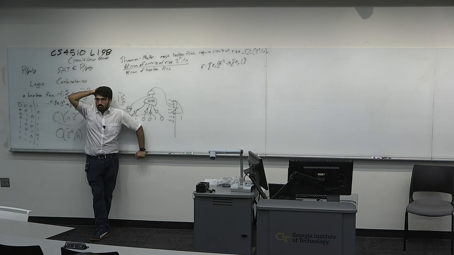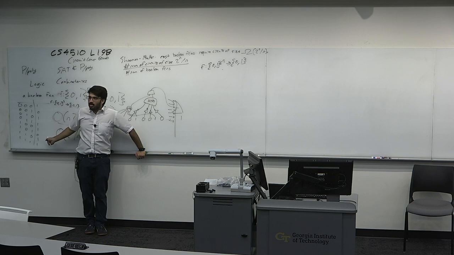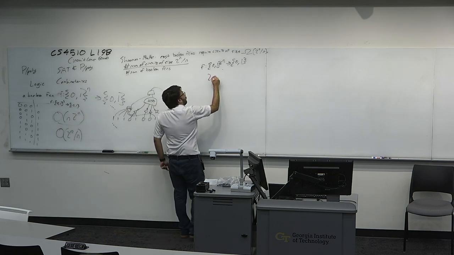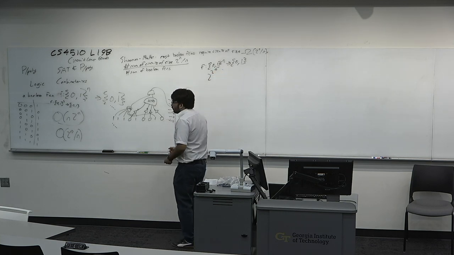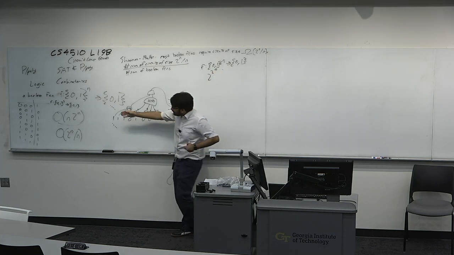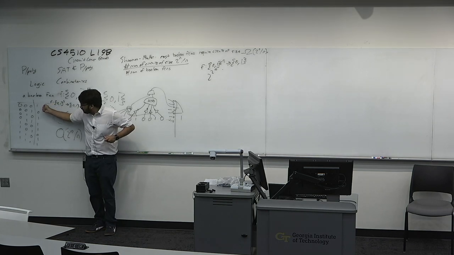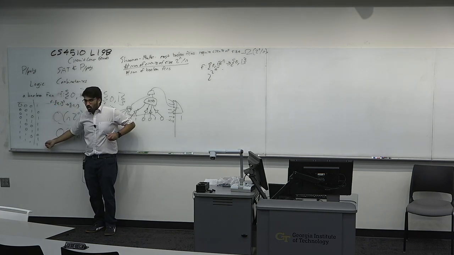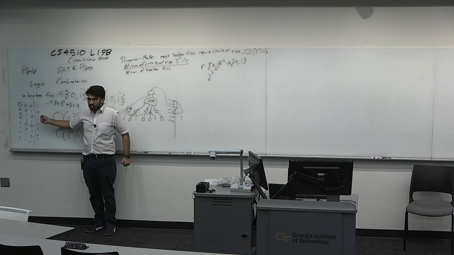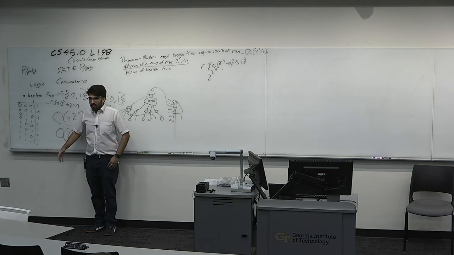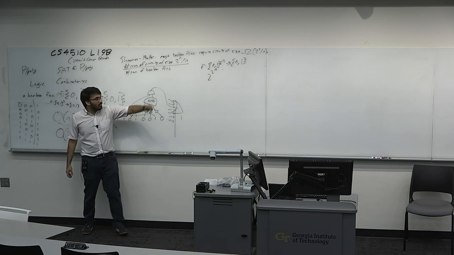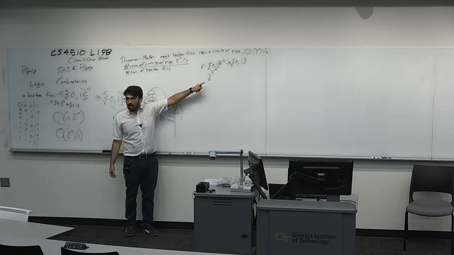Could it be the number of truth tables? Each Boolean function is described by a truth table. So now we need to consider the number of possible truth tables. 2 to the 2 to the n. Perfect. Why? Each truth table is characterized by a string of length 2 to the n. So now we need to consider the number of possible binary strings of length 2 to the n, which is going to be 2 to the 2 to the n. Not 2 to the n, but 2 to the 2 to the n. This is the number of possible Boolean functions.